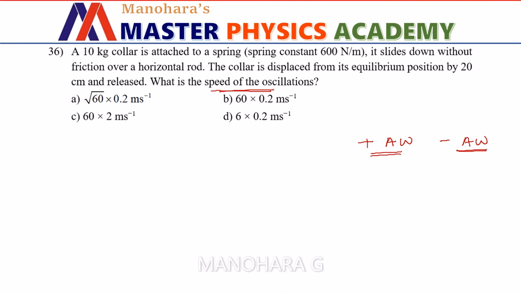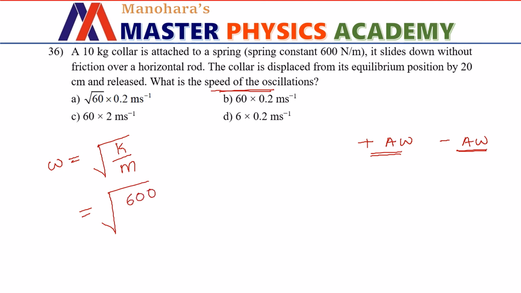So maybe grace marks should be given for this kind of a question. But thinking that they are asking for the maximum value of the speed, I am going to solve it. Okay. So we need to know the angular frequency of the body under SHM, which is given by root of K divided by M, where K stands for force constant or spring constant in particular if the oscillating system is having a spring and mass.